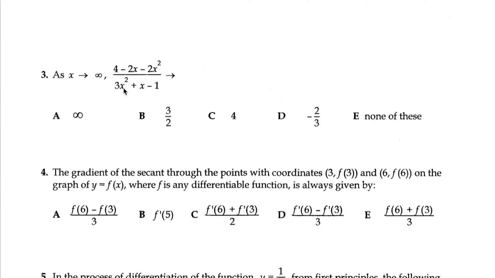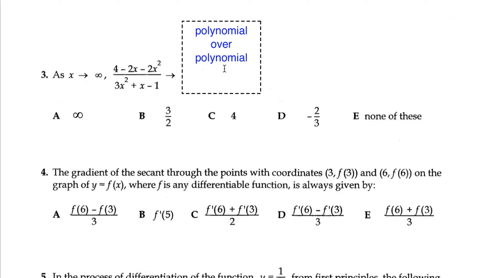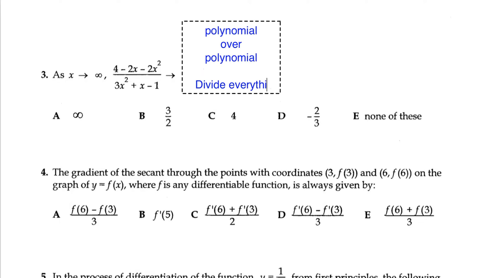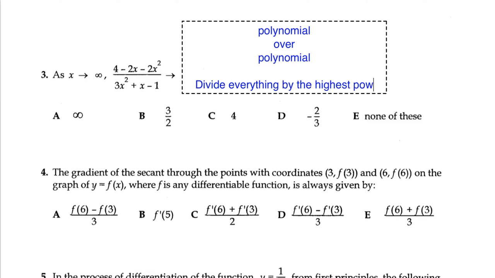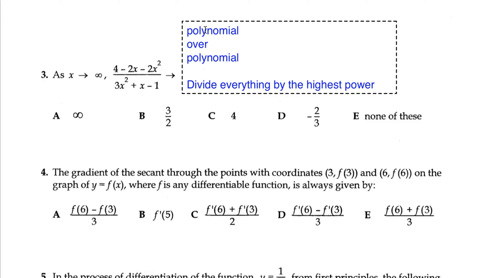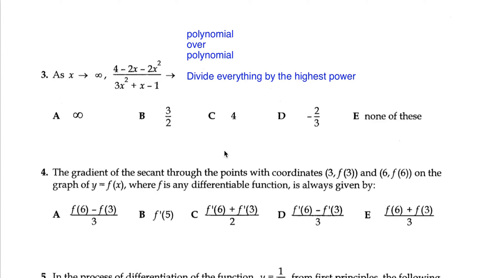So when you see a polynomial over another polynomial, what you do is just divide everything by the highest power. Okay, that always works. If you have any polynomial over another polynomial, just divide everything by the highest power. If you finish copying that sentence down, please type a 2 to the Skype chat.